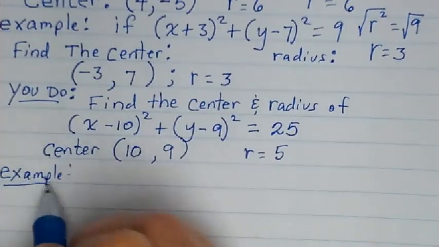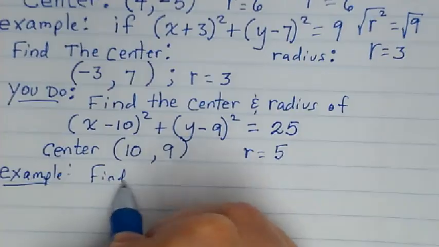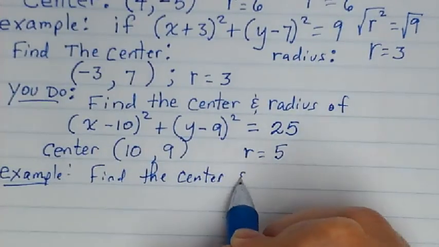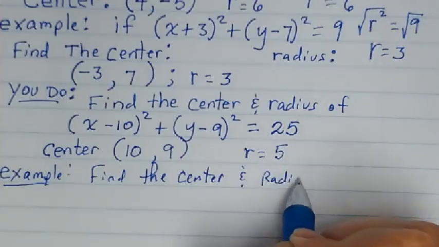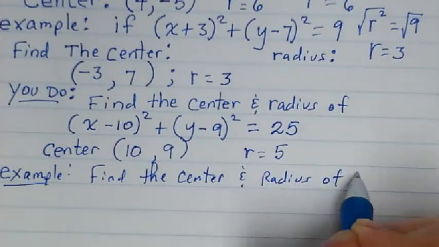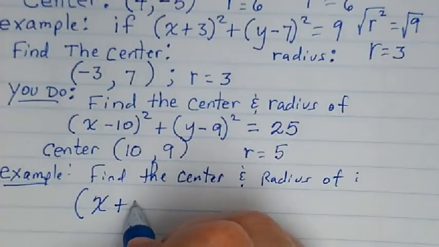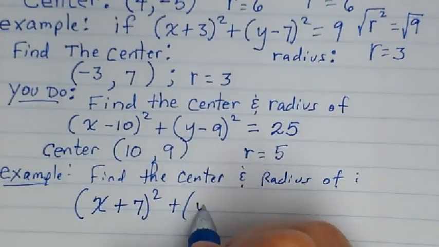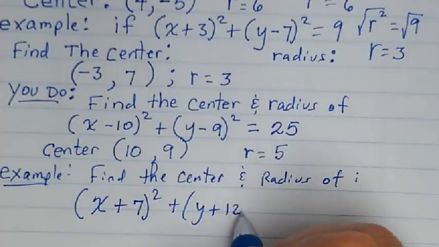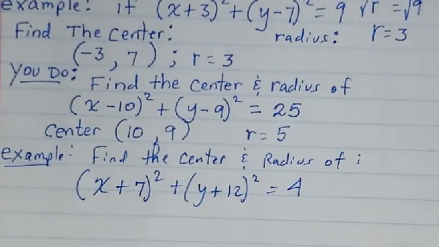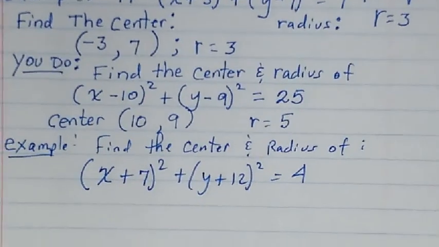Find the center and radius of, you ready for this one? X plus 7 plus y plus 12 equals 4. I want the center and the radius of that circle that's in standard form. Go for it.